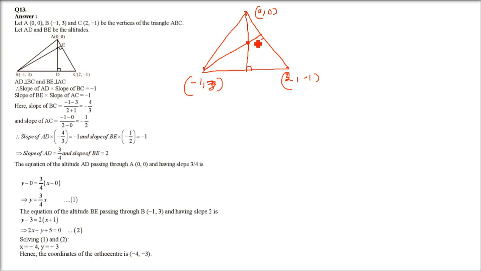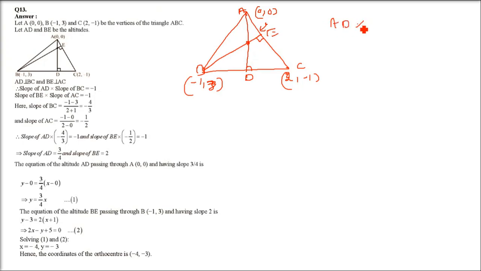Now see, this point is the intersection of these two altitudes basically. So we have to find the equation of this line. If you already have a point through which it is passing, (-1, 3), there is a line AC, with points given. The slope can be found out, and from that the slope of BE can be found out.